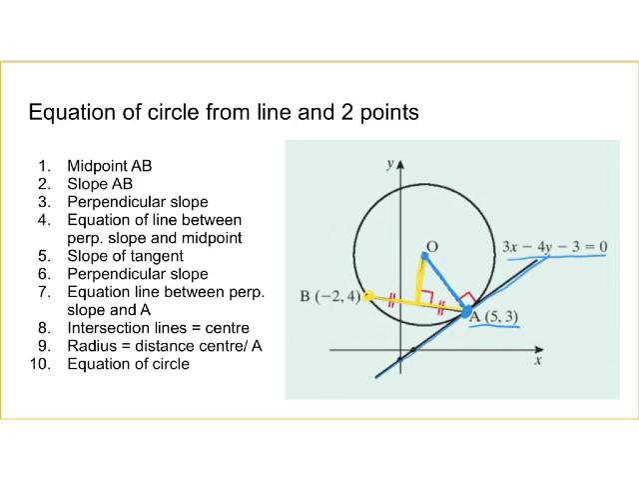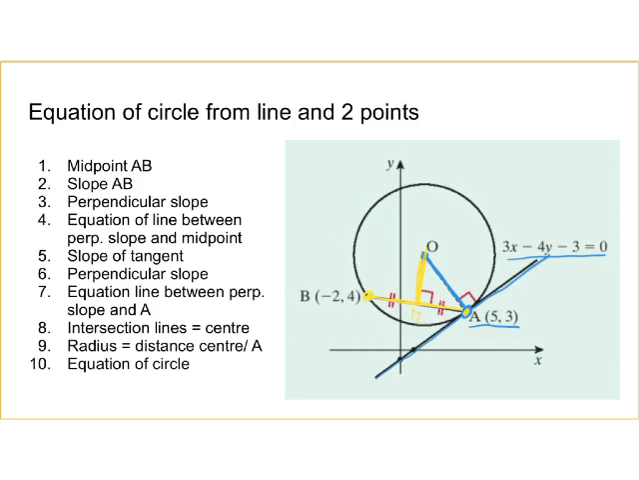Where we are given the 2 points A and B, we find the midpoint, we find the slope between A and B, we find the perpendicular slope, and then once we have the midpoint and the perpendicular slope, we find the equation of this yellow line.